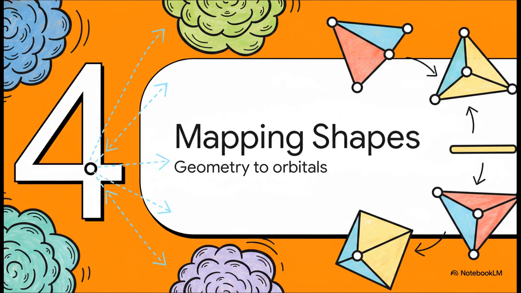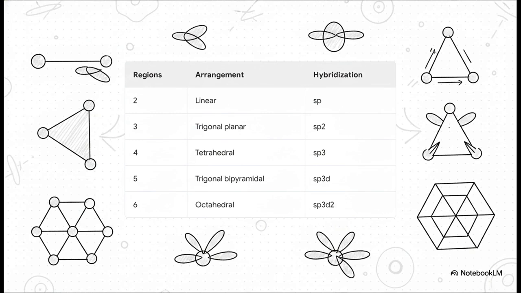Section 4. Mapping shapes directly to orbitals. Let's connect all this abstract quantum math directly back to those observable VSEPR geometries we talked about at the very beginning. And this brilliantly illustrates what is basically the ultimate cheat sheet for molecular geometry. Just count the regions of electron density around your central atom. You got 2 regions, your molecule is perfectly linear, built with 2 sp hybrids. 3 regions, you have a flat trigonal planar shape using sp2.